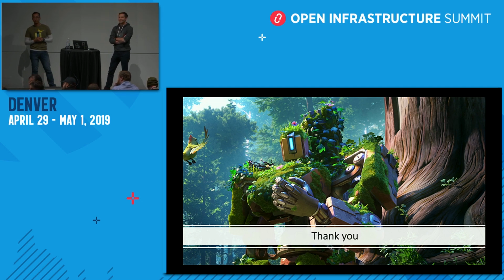Are the changes to Senlin already merged upstream? Yes. We are running on the Stein release, and in Stein everything is merged upstream. Thank you.